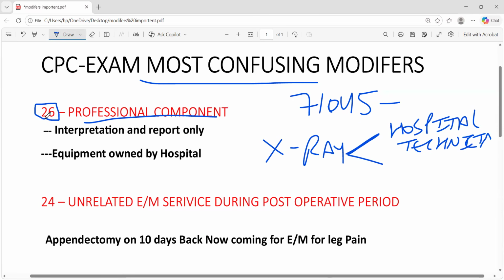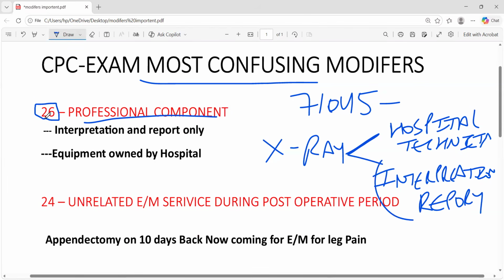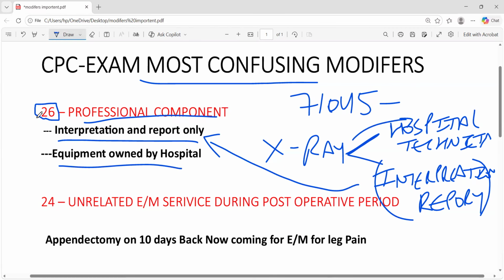This X-ray needs interpretation and report. The X-ray was done by the technician. The doctor watches that X-ray, interprets it, and gives the report. When the interpretation and report is only given by the doctor or physician or provider, and the equipment is owned by the hospital, the doctor only performs interpretation and report. We have to give modifier 26.